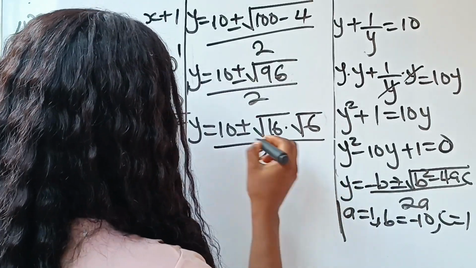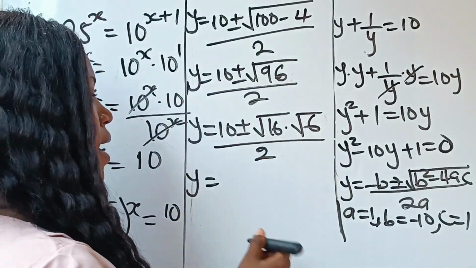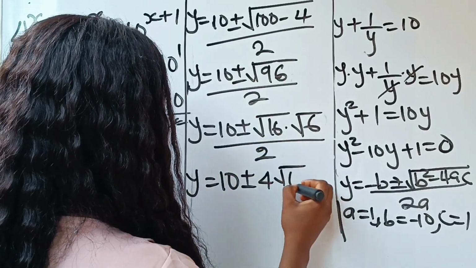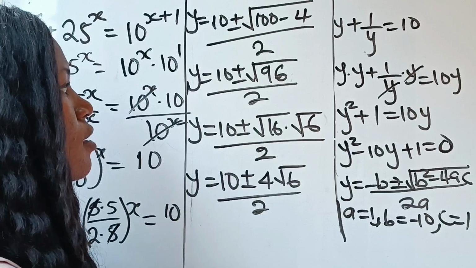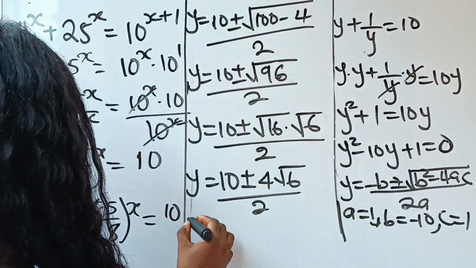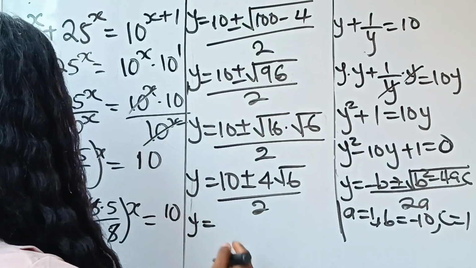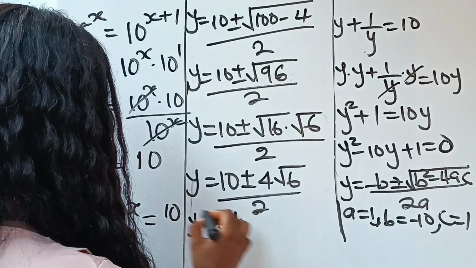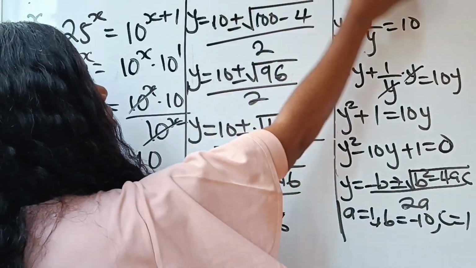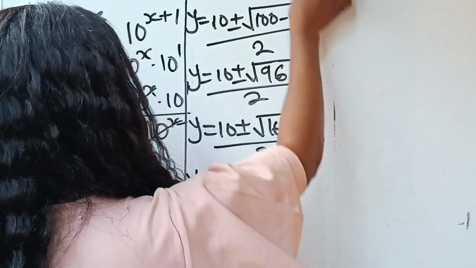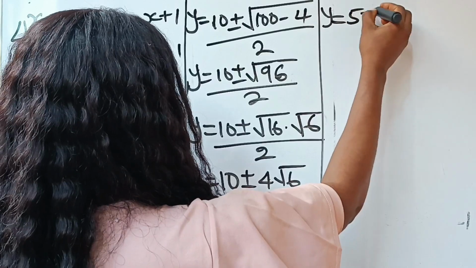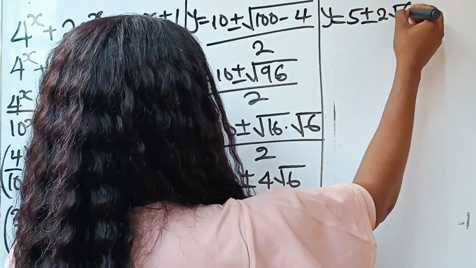So we've not changed anything. Divided by 2. So our y is equal to 10 plus or minus square root of 16 is 4. So we have 4 root 6 divided by 2. Let's just write one more line. I just hope you can see this. So 10 divided by 2 will give us 5 plus or minus 4 divided by 2 will give us 2 root 6. Therefore, we have two values of our y. The two values of our y are that y is equal to 5 plus or minus 2 root 6.